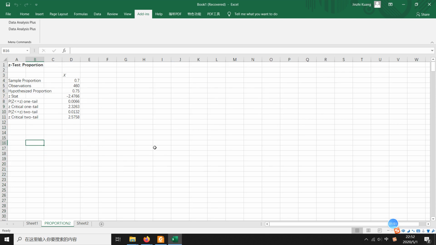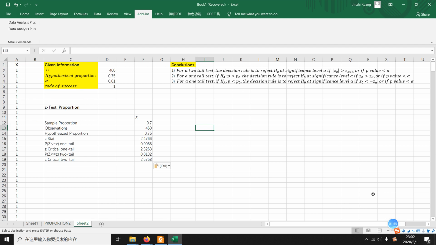And we got our result for the Z-test for proportion. Now, we will start to analyze the result. There are two ways to analyze the result. One is to use the critical value, and the second is to use the p-value. We will start from the first way, using the critical value. Overall, there are three circumstances.